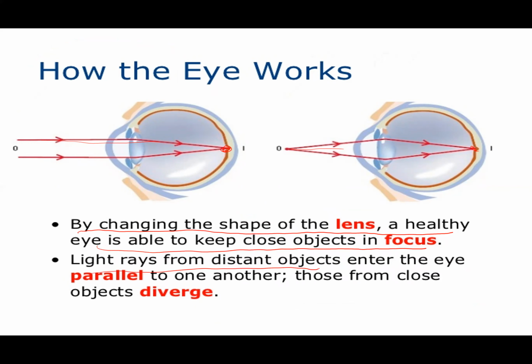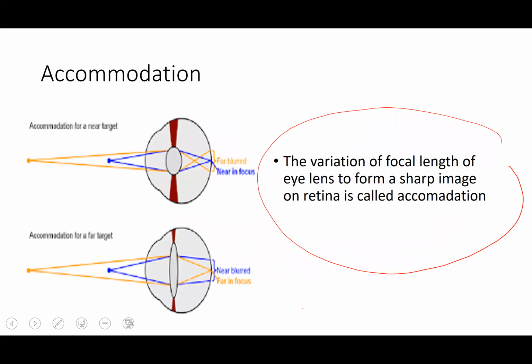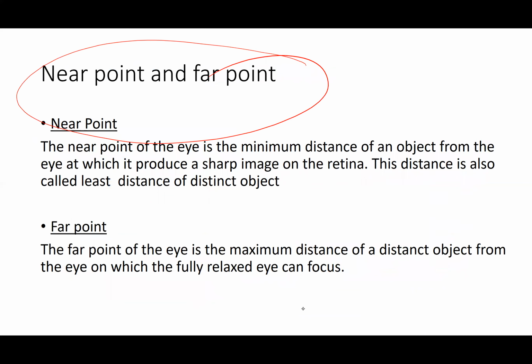Light rays from distant objects enter the eye parallel to one another. Those from close objects diverge. Accommodation: variation in focal length. Near point: the minimum distance of a distinct object from the eye. Far point: the maximum distance of a distinct object from the eye.